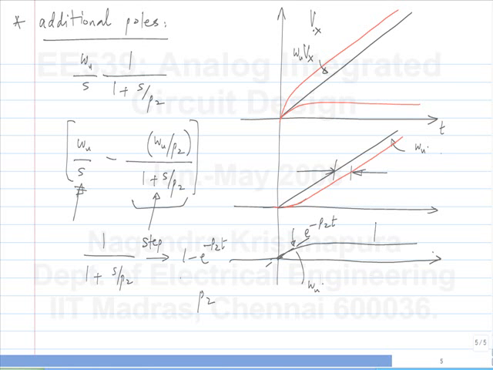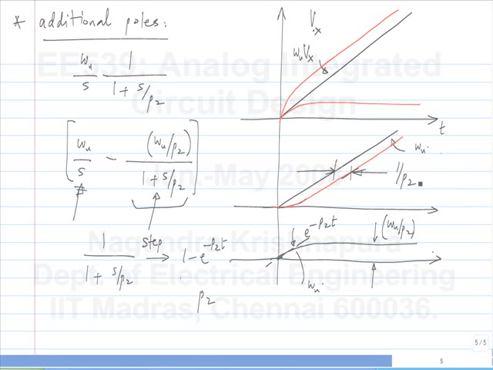What is the value here? What is the height of this? omega u by P2, right? So that is the vertical displacement between these two curves. And what is the slope? That is omega u. So the horizontal displacement is the vertical displacement divided by the slope. So this is 1 by P2.